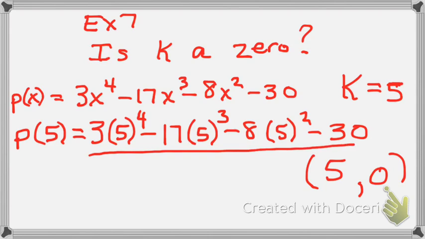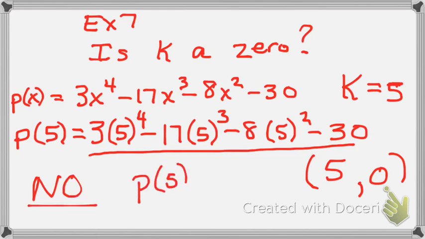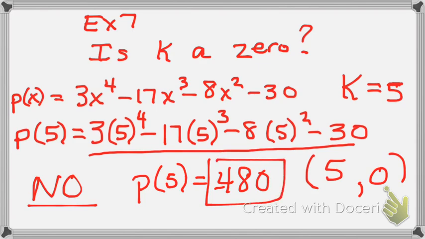So if you're getting 480, K is definitely not a 0, right? So these are going to be yes or no questions. So you're going to select no, because P of 5 was equal to what? Negative 480. So guess what happens when you click no? It'll say, okay, well, if it's not 0, then what is it? And so a little box will pop up for you to type the negative 480 into.